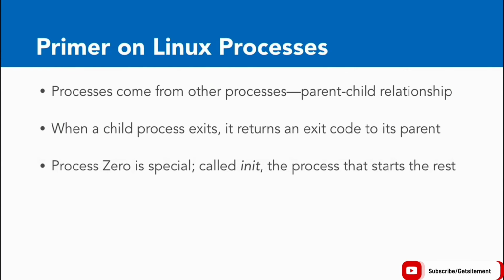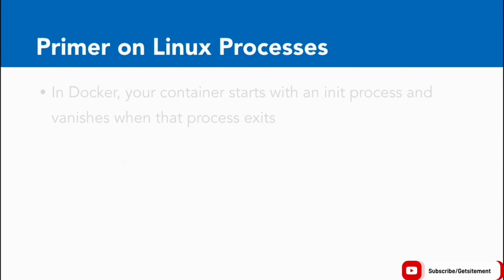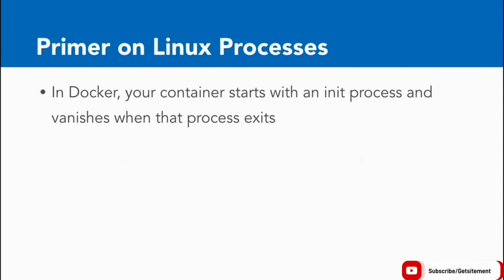There is a special process, process 0, called init, the process that started it all, and every other process in the Linux system comes from dividing off from another process. So in Docker, your container starts with one process, the init process. That process can divide into other processes and do any number of things. Often it starts with a shell, and that shell splits off and runs commands and other processes. And when that init process exits, your container just vanishes, and any other processes that were running at that time get shut down.